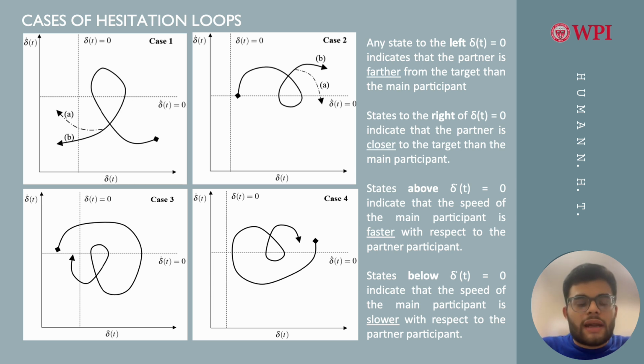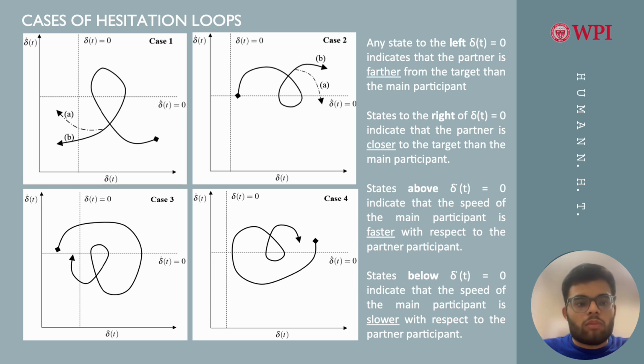In case 2, we can see that the main participant is initially closer to the target than the opponent participant, and when trying to reach the target, that is the deck of cards over here, they are momentarily slower in velocity than the opponent participant, since the opponent might be faster in reaching the target. As a result it leads to hesitation, and the main participant retracts their hand and goes away from the target, and therefore also from the opponent participant.